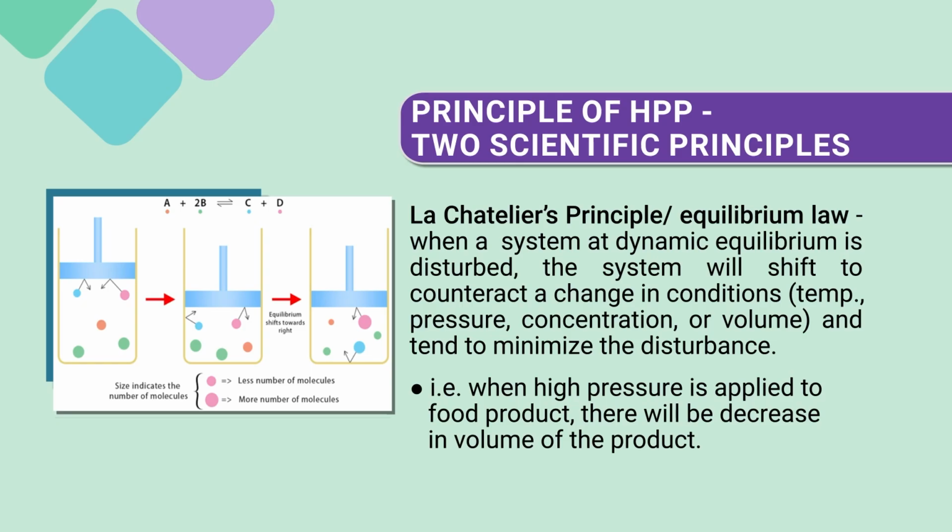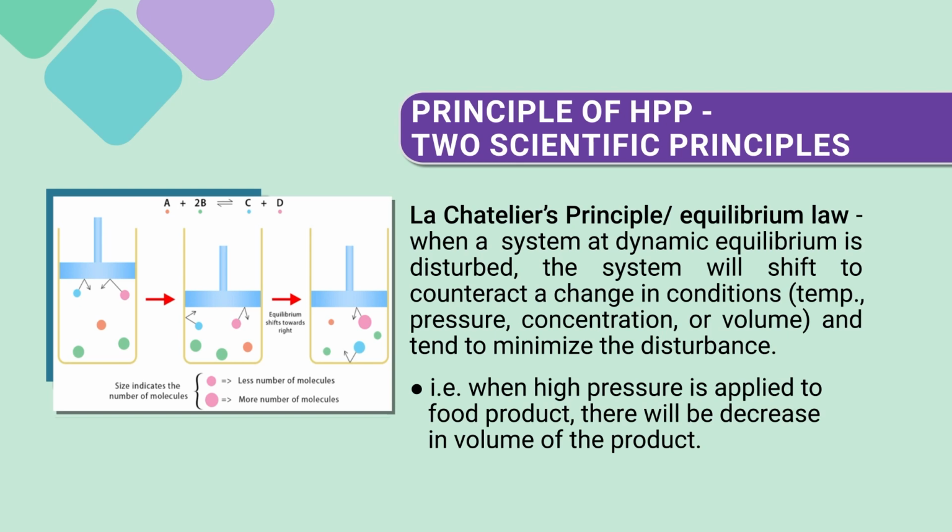how are we disturbing it? We are disturbing it by applying pressure. If you are disturbing it, it will shift to counteract the change in the conditions. Those conditions could be temperature, pressure, concentration or volume. So the system will counter the change. Here our major change is of pressure, so it will tend to minimize that disturbance. It will ultimately yield a volume that is compressed or decreased. That is how the system counters that change.